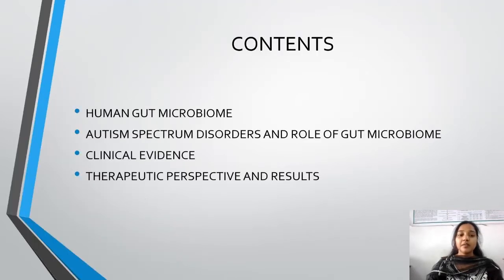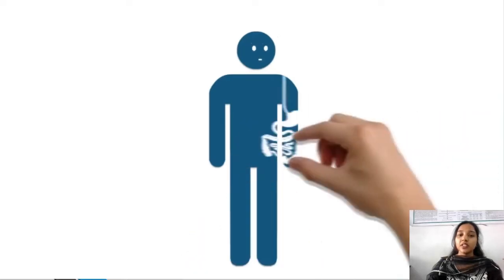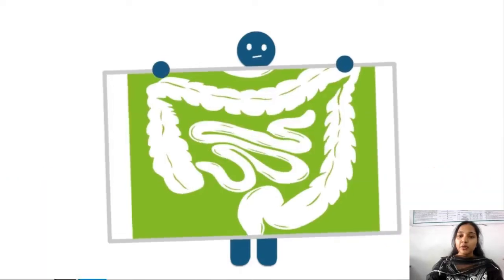My topic for today's presentation is human gut microbiome and its role in autism spectrum disorders. The contents are human gut microbiome, autism spectrum disorders, and the role of gut microbiome, clinical evidence, and therapeutic perspective. This review aims to explore the role of microbes in the development of autism, summarizing data from animal models and human studies.